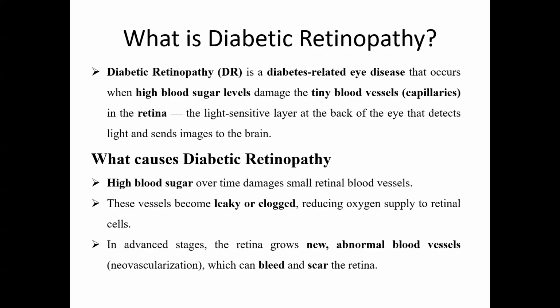Now, what causes diabetic retinopathy is again high blood sugar. Over time, it damages the small retinal blood vessels, and when this happens, the vessels become leaky or clogged. And when they become leaky or clogged, there is a reduced oxygen supply to the retinal cells, and as this happens continuously, the cells die. So, in advanced stages, the retina grows new abnormal blood vessels, which we call neovascularization, which can bleed and thus scar the retina. And once a scar is generated in the retina, it cannot be treated back.